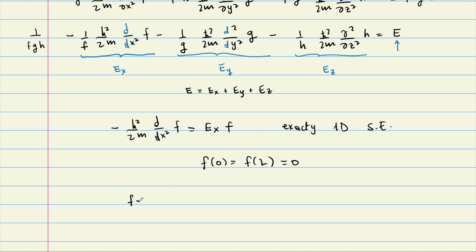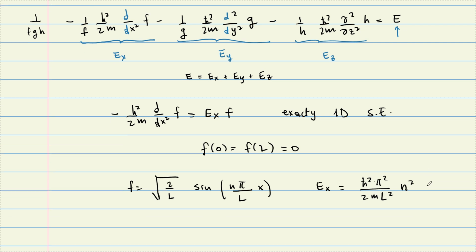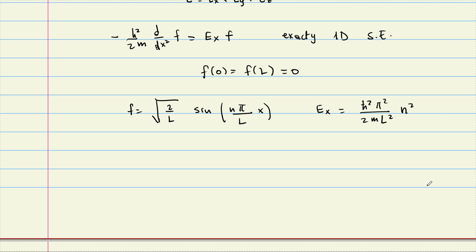Then f is going to be the square root of 2 over L, sine of n pi over L times x, and Ex is going to be h bar squared pi squared over 2m L squared, times n squared. Yes? This is h bar, yes. So thank you, this is h bar.